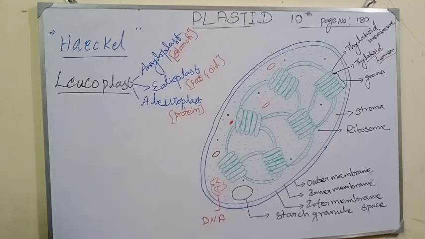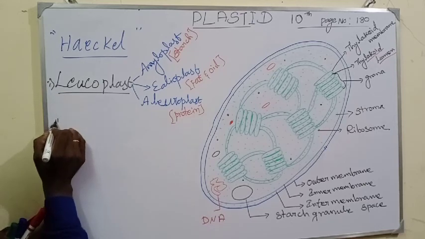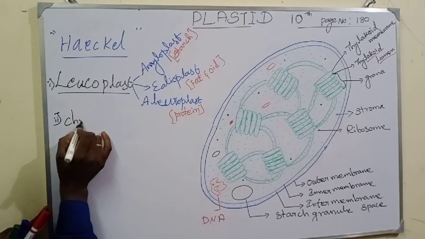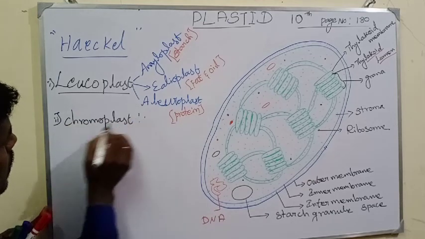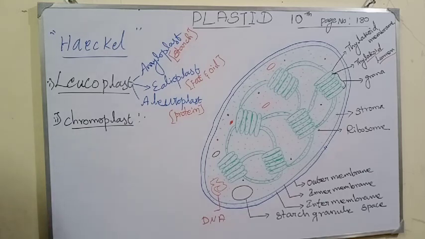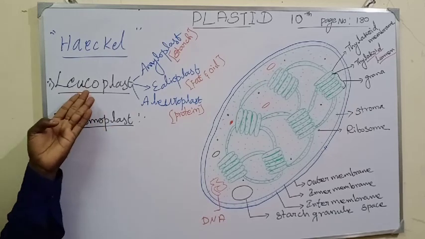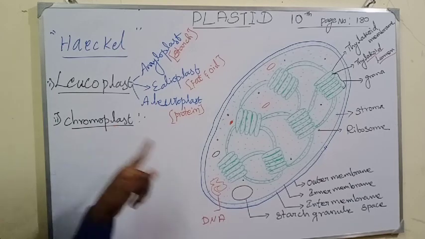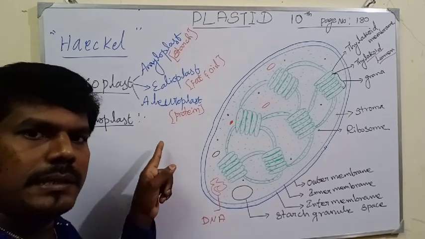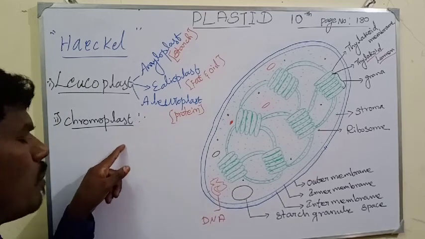And one more type, chromoplast. This is the second one, chromoplast. Chromoplast means containing pigment. This is also one type of plastid, like the leucoplast. In this type of plastid, pigment is present. On the basis of the pigment present, chromoplasts have some types.